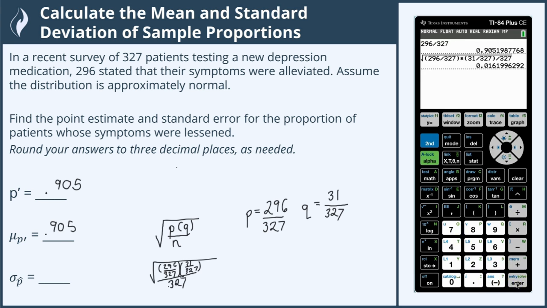And this is going to provide us with a big long decimal. Again, we are responsible for rounding this to 3 decimal places. Please note the 1 in the 4th decimal place does not bump the 3rd decimal place up, making this equal to 0.016, our standard deviation.